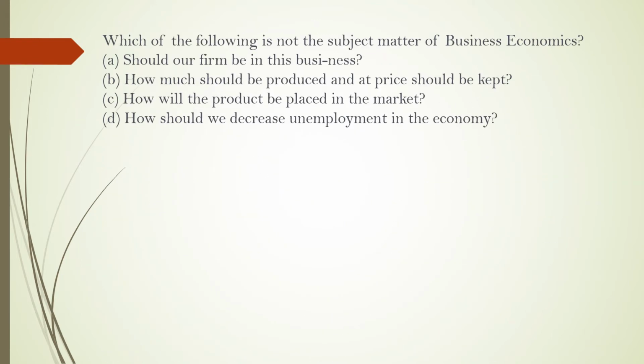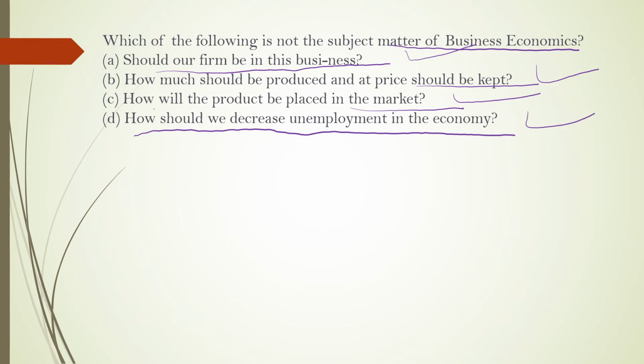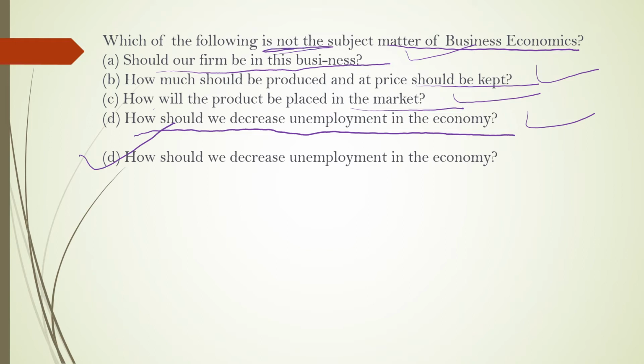Which of the following is not the subject matter of business economics? Should our firm be in this business? So this is also business economics. How much should be produced and at what price should it be kept? Business economics. How will the product be placed in the market? That is also business economics. How should we decrease unemployment? This is related to macro. So it is not business economics. So the right answer is, they are asking not subject matter. So how should we decrease unemployment.